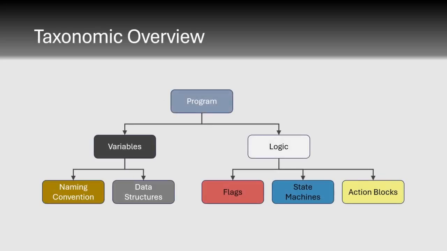The two main components of a program are the program variables and the program logic. Regarding variables, we will explore naming conventions and structuring. For logic, we will explore flags, state machines, and action blocks. Variables.